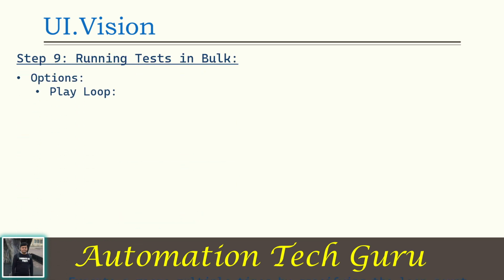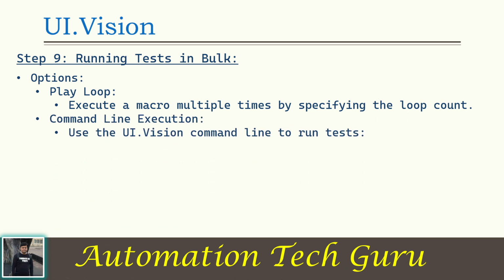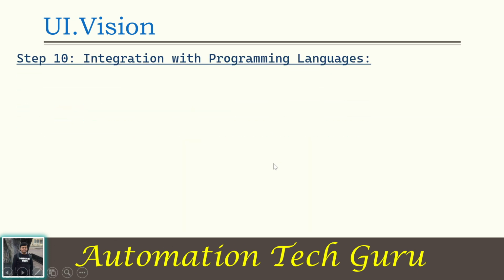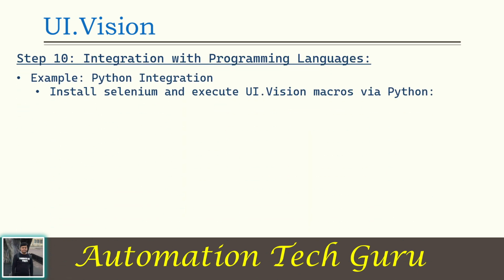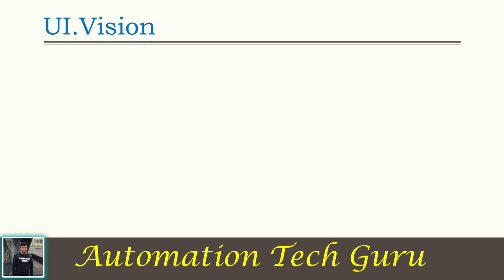Running tests in bulk. Options: play loop, execute the macro multiple times by specifying the loop count; command line execute, use the UI.Vision command line to run tests like this, UI.Vision macro equal to test suite name. Then integration with programming languages. Python example: install Selenium and execute UI.Vision macros via Python. Driver, Chrome extension, UI.Vision html macro. So you can record and play and you can run that in Python Selenium.